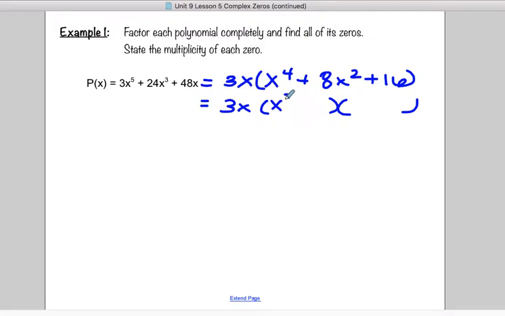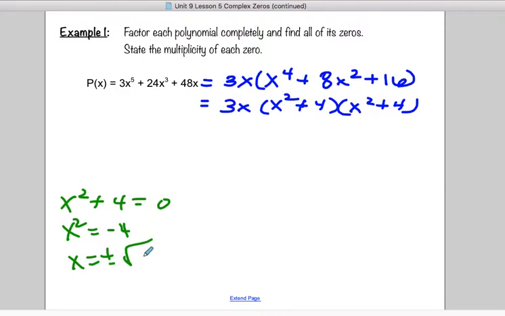We would have x squared and x squared, what multiplies to 16 but adds to 8. 4 and 4. These I cannot factor down using difference of squares. So what I would do is set them equal to 0. So my zeros, I'm just going to write out over here. When I set this equal, I will have x squared plus 4 equals 0. Then I have x squared equals negative 4. When I take the square root, I'll have plus or minus the square root of negative 4, which gives me plus or minus square root of 4 is 2, square root of negative 1 is i. If I were to do that here, I would also get the same answers.